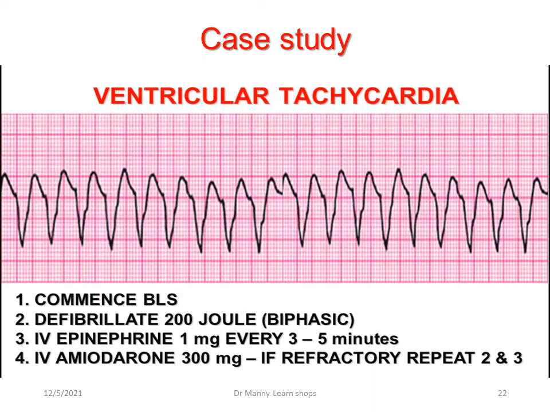The cardiac rhythm is monomorphic ventricular tachycardia. You commence BLS and you have activated the emergency medical response. The code blue was already called. You defibrillate with 200 joules biphasic or 360 joules monophasic as the first shock. You give IV epinephrine 1 milligram every 3 to 5 minutes, or vasopressin if you have it available. IV amiodarone 300 milligrams can be given if refractory, and you can repeat 2 and 3, defibrillate and epinephrine in sequence.